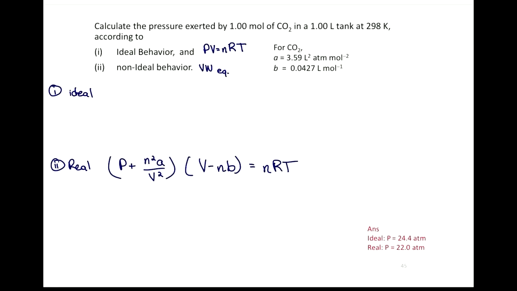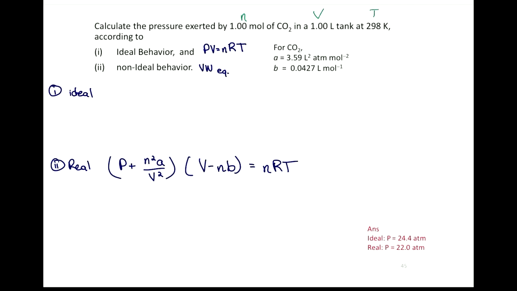All right, so we learned about the ideal gas law and the van der Waals equation, so let's do that. Let's calculate the pressure exerted by 1 mole of CO2 at this volume according to, 1, the ideal gas law, and then 2, using non-ideal behavior, so that means we use the van der Waals equation. Going through the givens, 1.00 moles, that's n, 1.00 liters, that's our volume, and 298 Kelvin, that's our temperature.